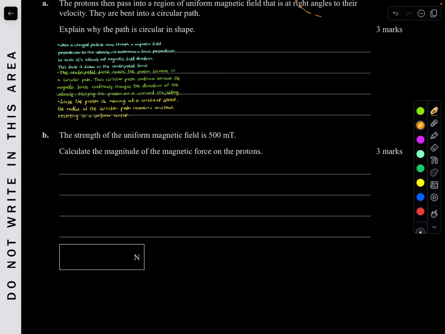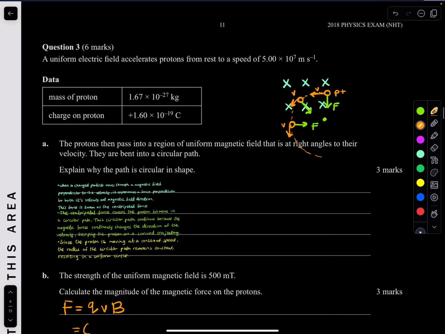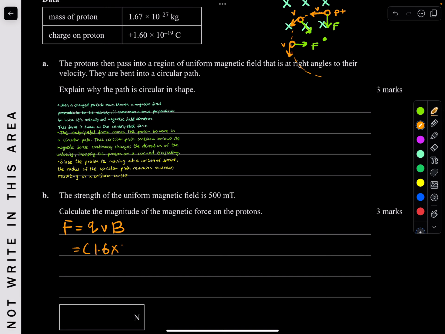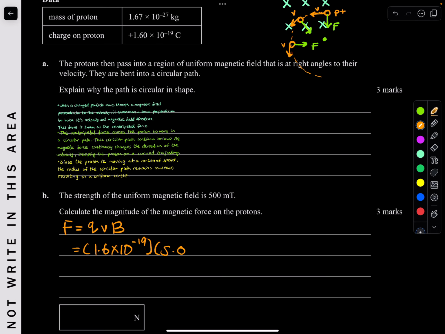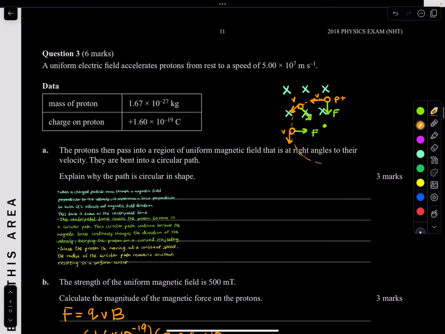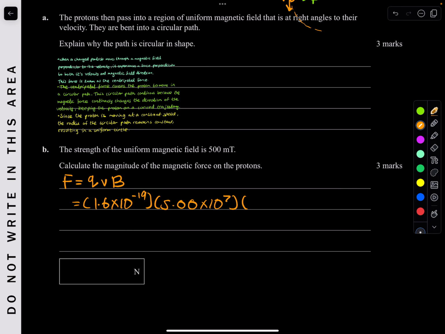The strength of the uniform magnetic field is 500 milliteslas. Calculate the magnitude of the magnetic force on the proton. Let's have a look at the formula sheet for magnetic force. Easy. We know that the magnetic force is equal to qvB. Your charge is your q, and it's a proton, so 1.6 times 10 to the power of negative 19, times your velocity, which here is 5.00 times 10 to the power of 7, times your magnetic field strength, so 500 times 10 to the negative 3 to get it in teslas.